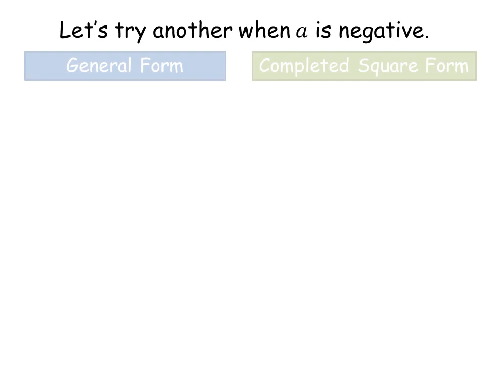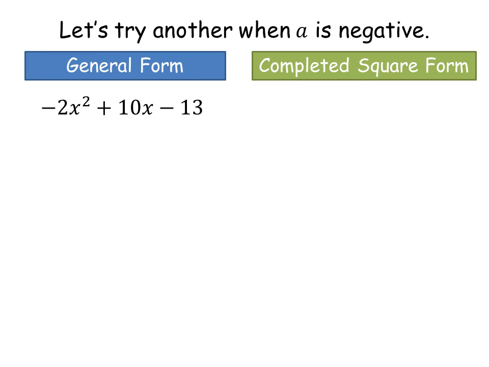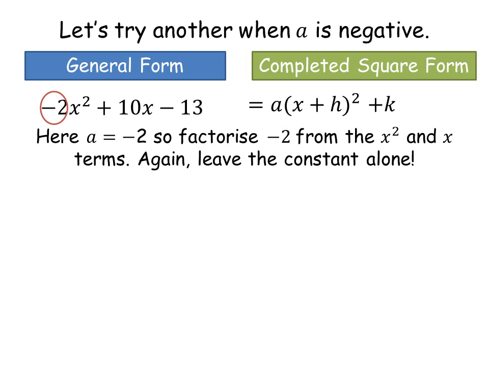Let's just try one more when a is negative. What about negative 2x squared plus 10x minus 13, where a is negative 2? Factorize the negative 2 from x squared and x. Leave the constant alone. Use your square brackets. Be careful when factorizing out a negative number. Negative 2 by negative 5 is positive 10.